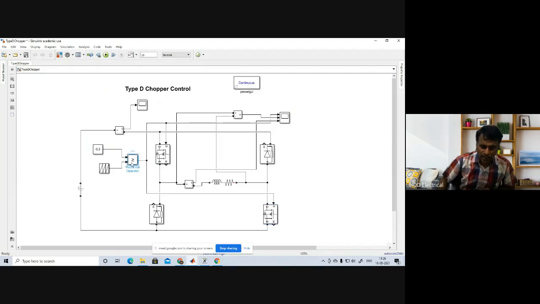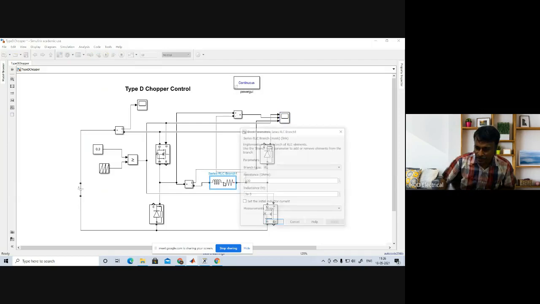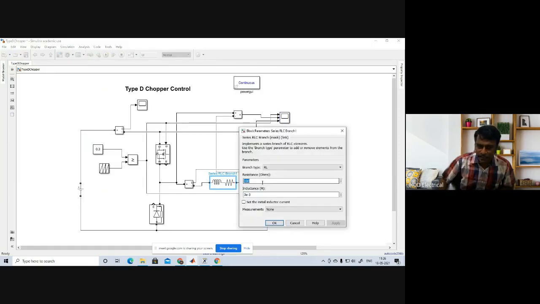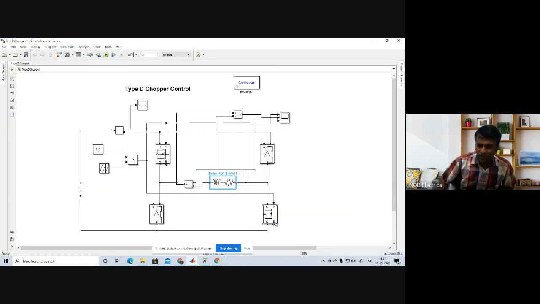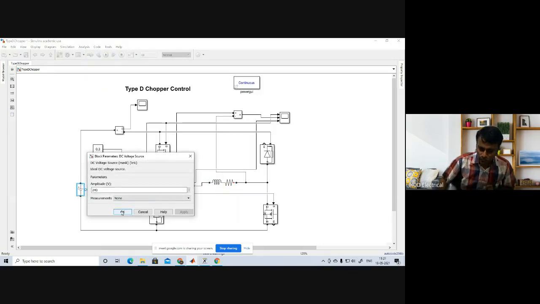That is why I have connected this duty cycle with this circuit as well as this circuit. Similarly, I need this duty cycle waveform for analyzing, so I have connected it with this scope. Then in between I have connected one load, resistance is 100 ohm and inductance is 3 millihenry. Then input voltage I have chosen as 240 volt.